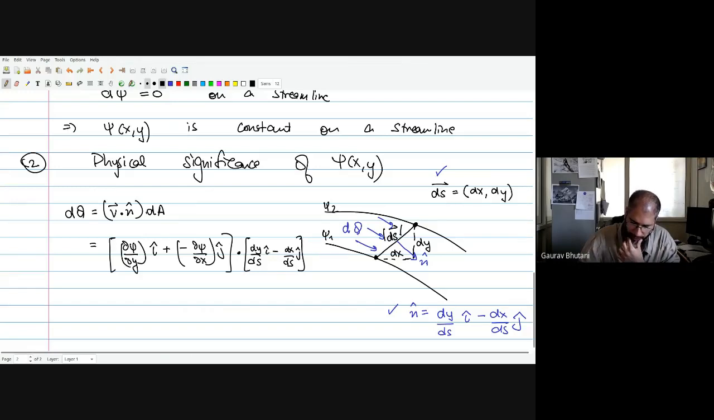And then we have the area, dA. dA is nothing but the ds length times 1, because we're talking about unit depth. It's a 2D situation. So everything in the third dimension can be assumed as 1 for calculating areas. Right, so let's simplify this.